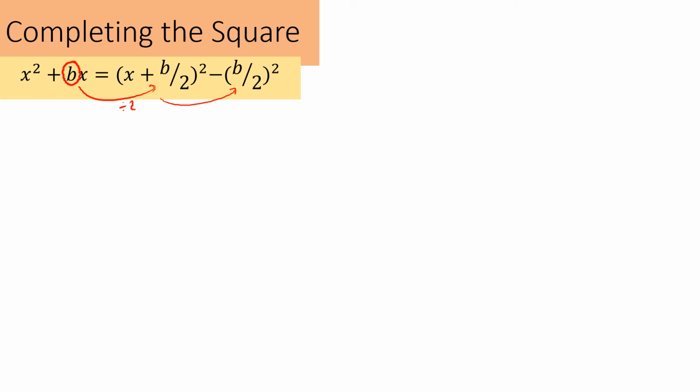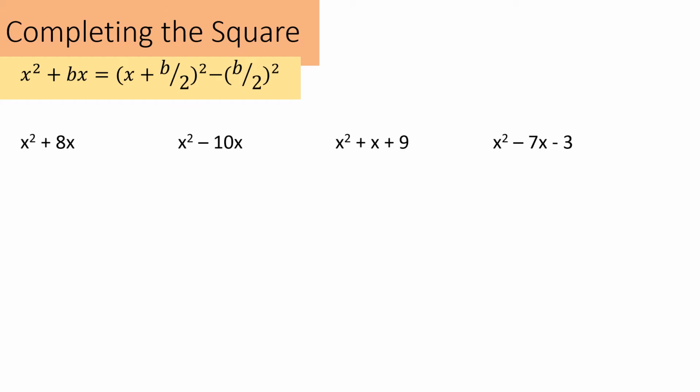I wouldn't want to actually learn this as a formula that I'm substituting into. I would think, this is b, halve it, I've got my b over 2. So let's look at some basic examples. If I've got x squared plus 8x, then I am saying here that my value of b is equal to 8, and so my b over 2 is going to be 4. So I could rewrite this as (x plus 4) all squared, take away 4 squared.